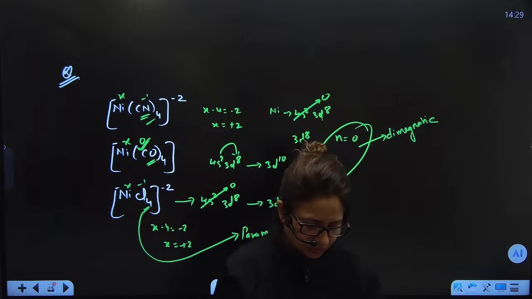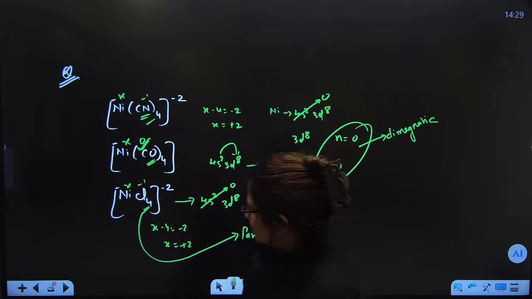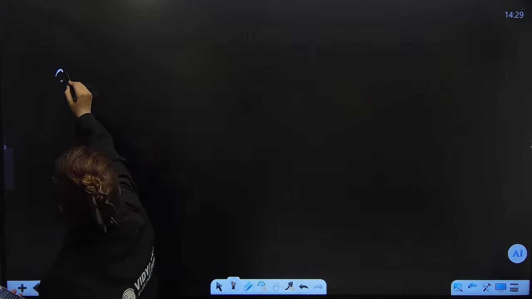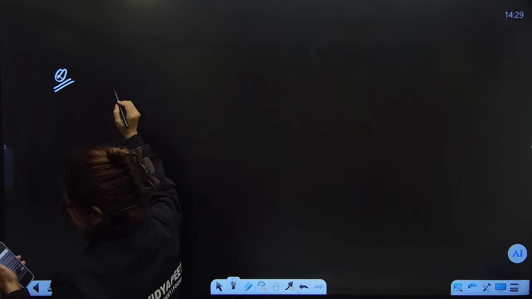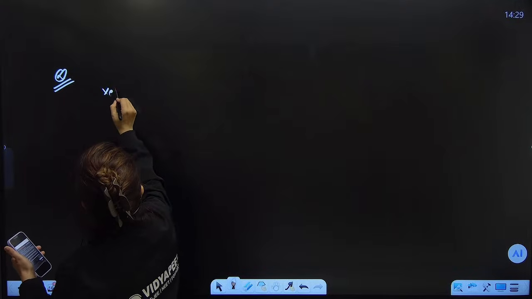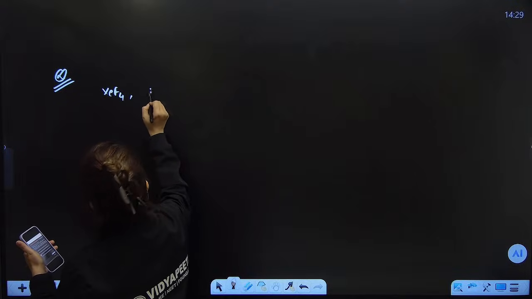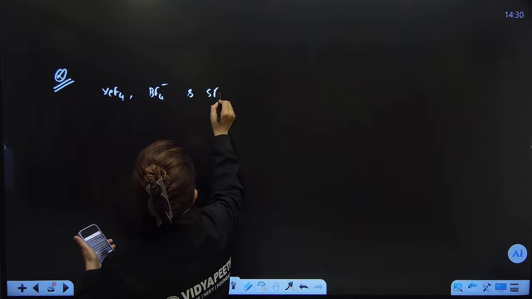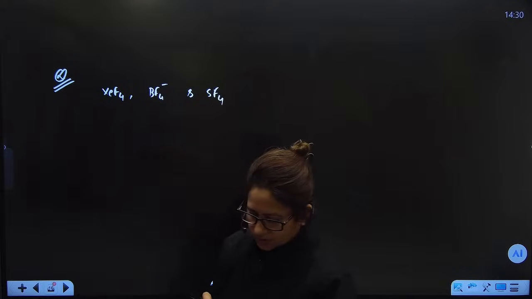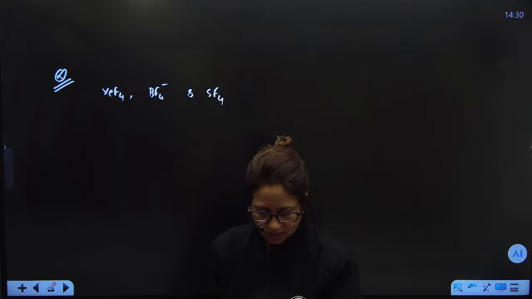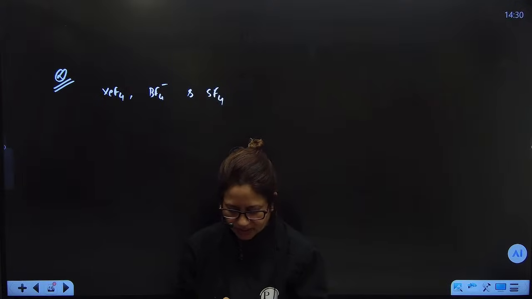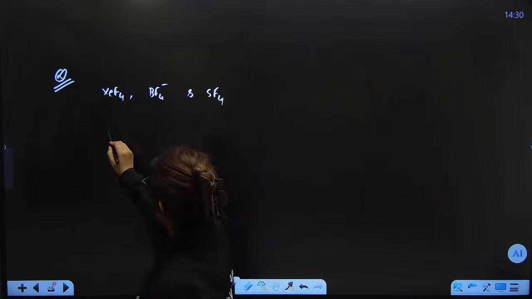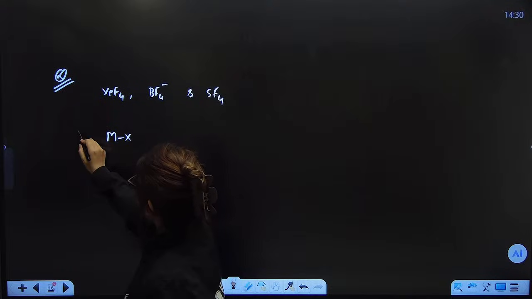Now we have one more question left. Let's do it. So the question is given among XeF4, BF4 minus and SF4. It's again a two-statement based question. Among XeF4, BF4 minus and SF4, the species having equal M-X bond length. Okay, bond length, they are saying it's the same.